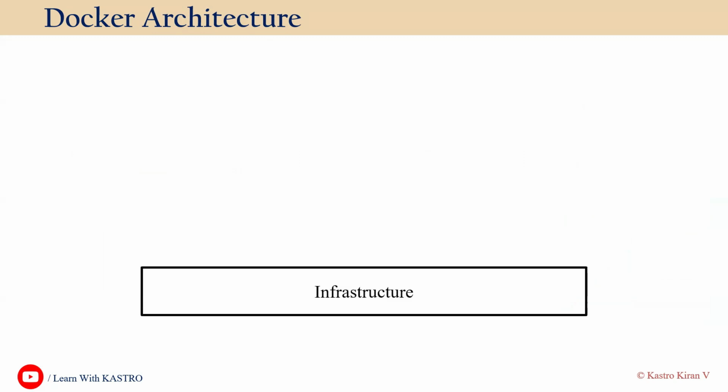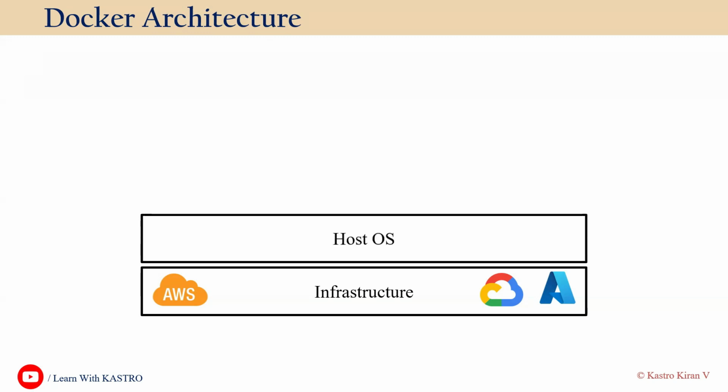Now, in order to create the hardware components or the infrastructure, we are going to use different cloud service platforms such as the AWS cloud, Microsoft Azure, the GCP cloud, or any other type of cloud. Once you create the infrastructure using any of the cloud service providers, we are going to install the operating system. That operating system, we are going to call the host operating system.